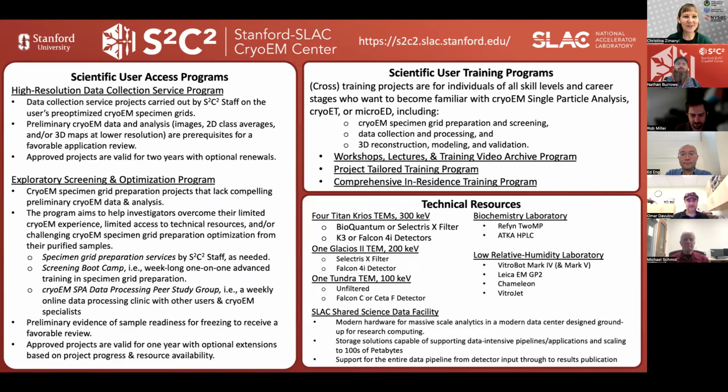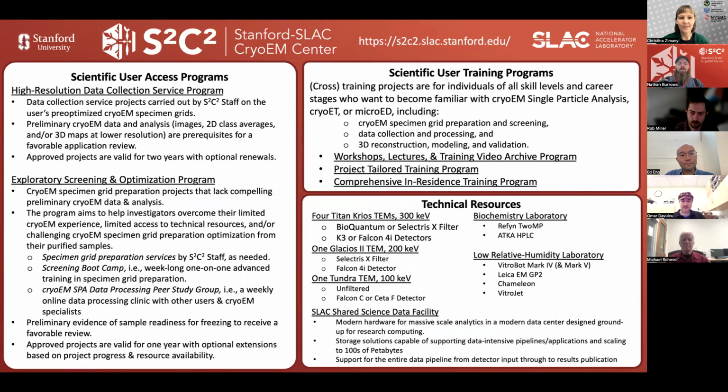My name is Nathan Burrows. I'm one of our cryo specialists here at SLAC, and I manage our screening program, which is otherwise known as our exploratory screening and optimization program. And not only do we have that access program for our users, we also have a high-end data collection service program for our users who really struggle getting time on a Krios to collect their large data sets.